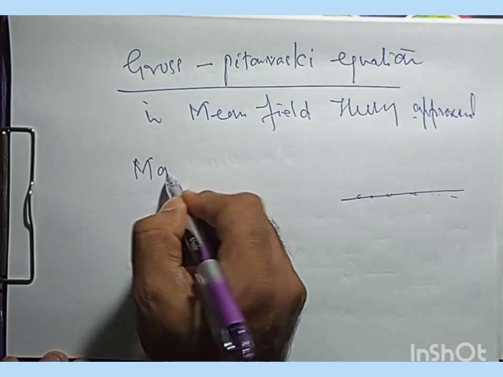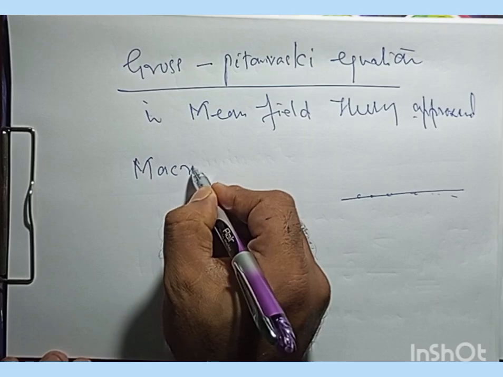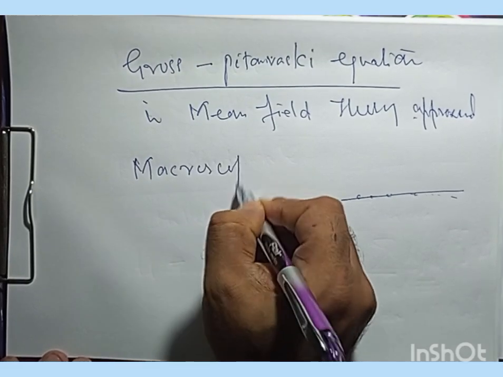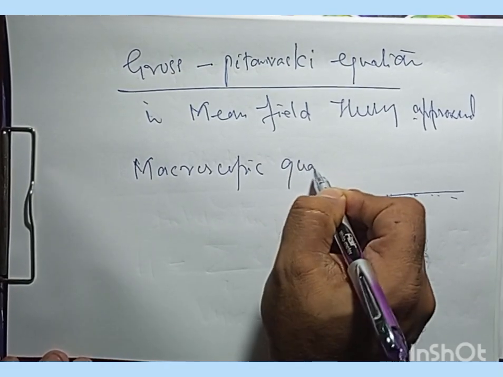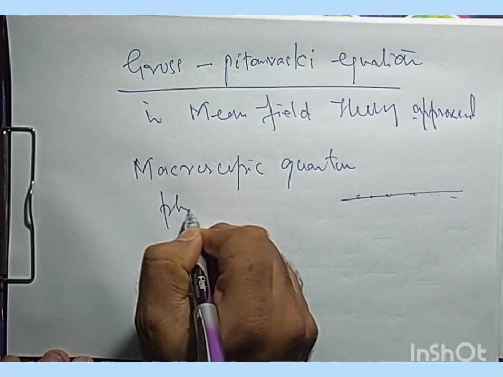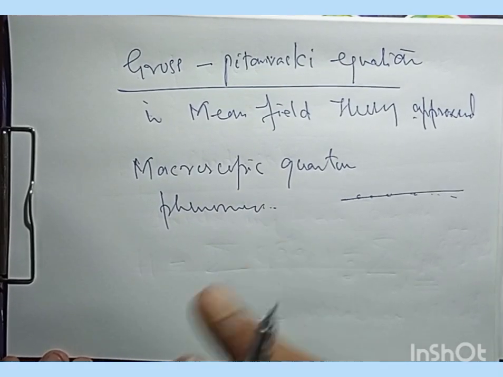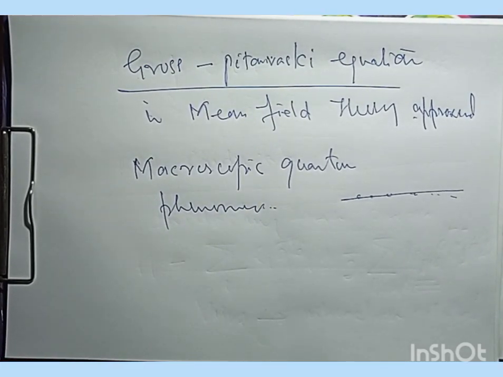And this formalism that we have naturally leads to macroscopic quantum phenomena, and is useful for describing these interacting systems and many-body effects between them.